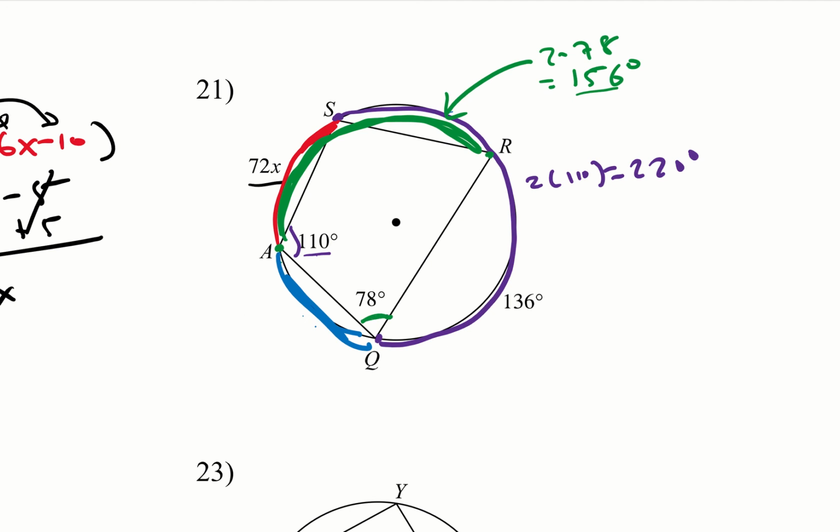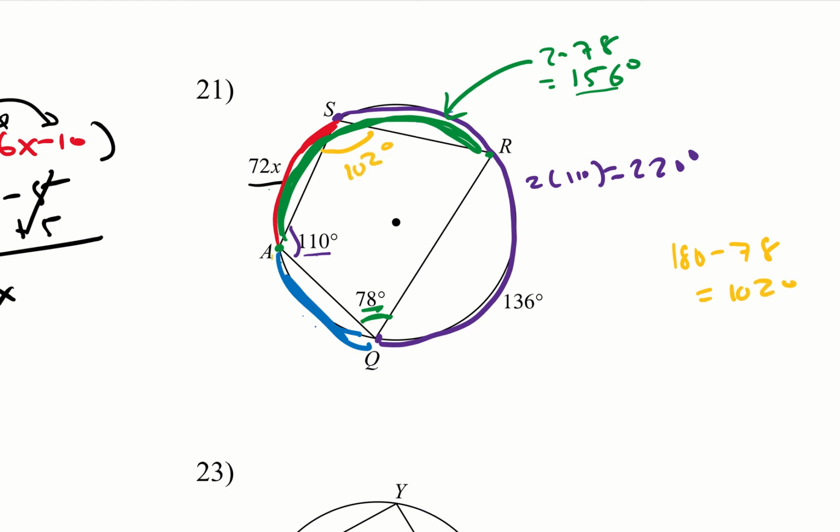So we're going to use corollary 3. Because you don't know the blue arc and you don't know the red arc, we can't really use the 360 trick here just yet. What we know is that if this is 78, then the angle on the opposite side, based off of corollary 3, is going to be 180 minus that. So that is going to be 102 degrees.